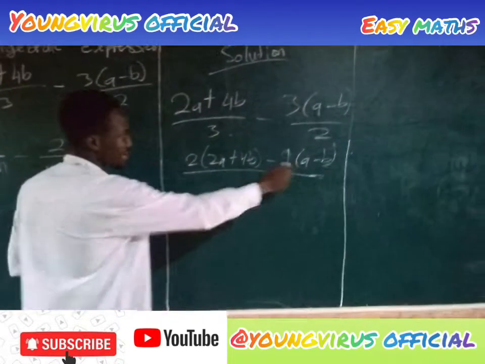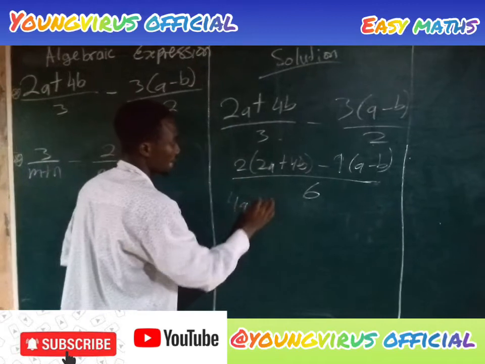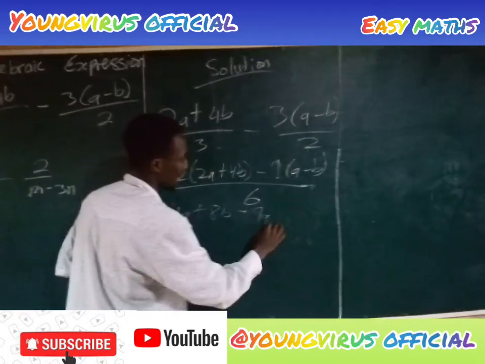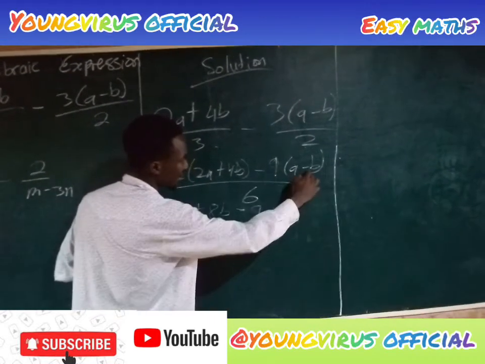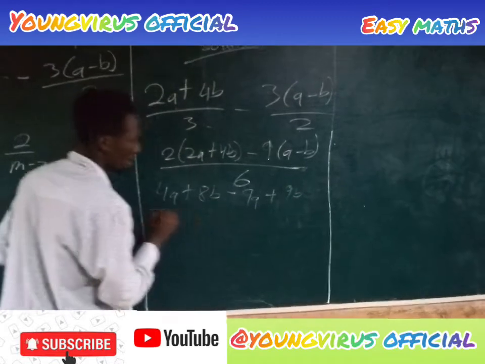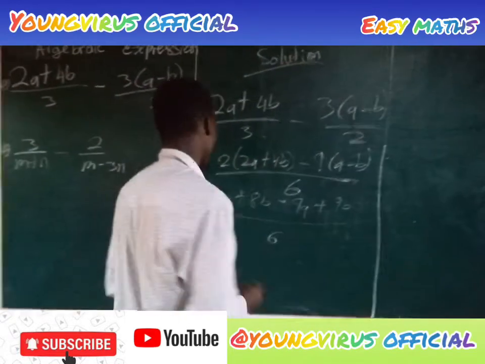Then we move on by expanding this side. So 2 times 2, 4a plus 8b minus 9a. Since it's negative and negative, we're going to plus 9b, all over 6. Kindly group like terms at the top, and that will be all.